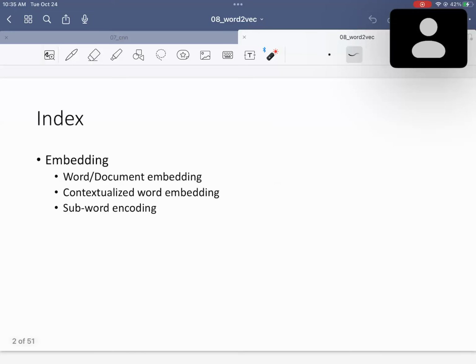We're going to talk about word embedding, and it's going to be mostly word embedding. Document embedding is just a bonus; it's not really much of a thing these days. Then contextualized word embedding, which will be very important. That's what came after skip-gram and word2vec, with BERT and those kinds of things. Then subword encoding, which is the foundation of modern NLP. When you do BERT or GPT, they usually go through byte pair encoding, WordPiece, or SentencePiece. That's where subword encoding comes in.